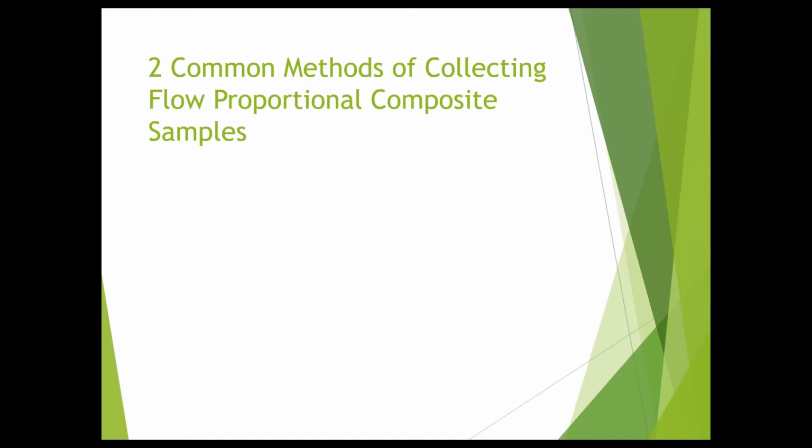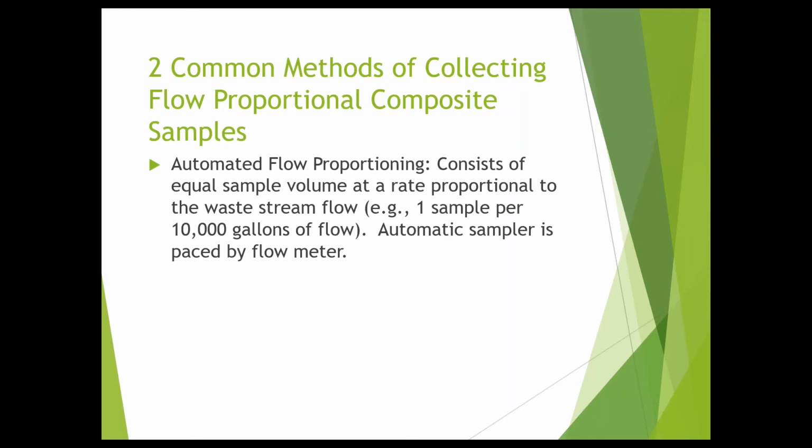So two common methods of collecting flow proportional samples. You have your automated flow proportioning. This is where we set the flow meter to tell the sampler when so many gallons of wastewater have passed. So if I want a sample every 10,000 gallons, or at a larger plant, it might be every 100,000, or 150 or 200,000 gallons based on the size of the plant. Then the flow meter will tell the sampler, hey guy, I'm ready for you to take a sample. It doesn't tell it how much flow has passed because that's the flow meter's job. It just tells it, take a sample. You program the flow meter to tell the sampler how frequently to take the sample. And that's how that works when you have an automatic sampler paced by a flow meter.